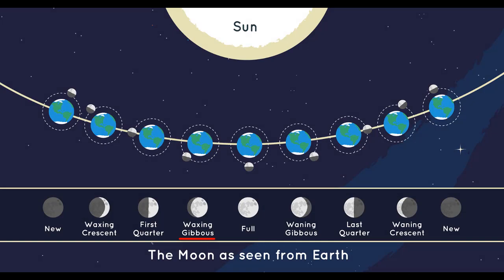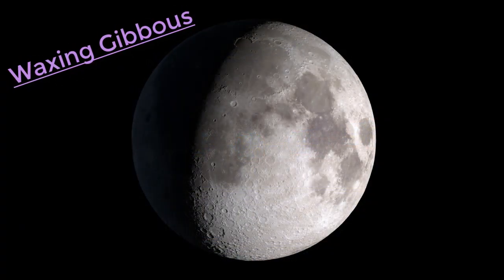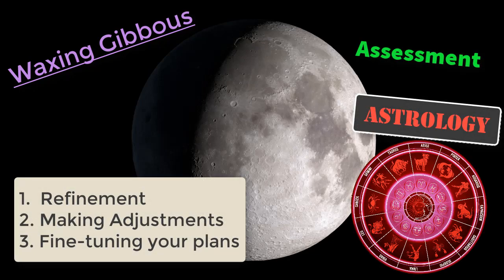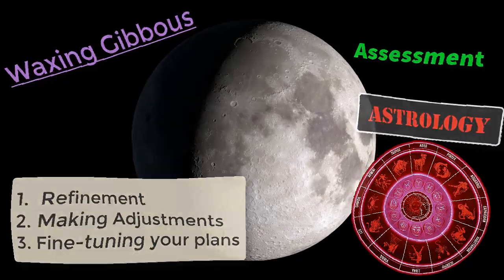And now we're on to waxing gibbous. This is the phase of the moon when it is almost fully illuminated, but not quite. So it appears as greater than a semicircle and less than a circle. So it's just almost a circle, almost full moon. In astrology, this is a time for refinement, making adjustments, and fine-tuning your plans.